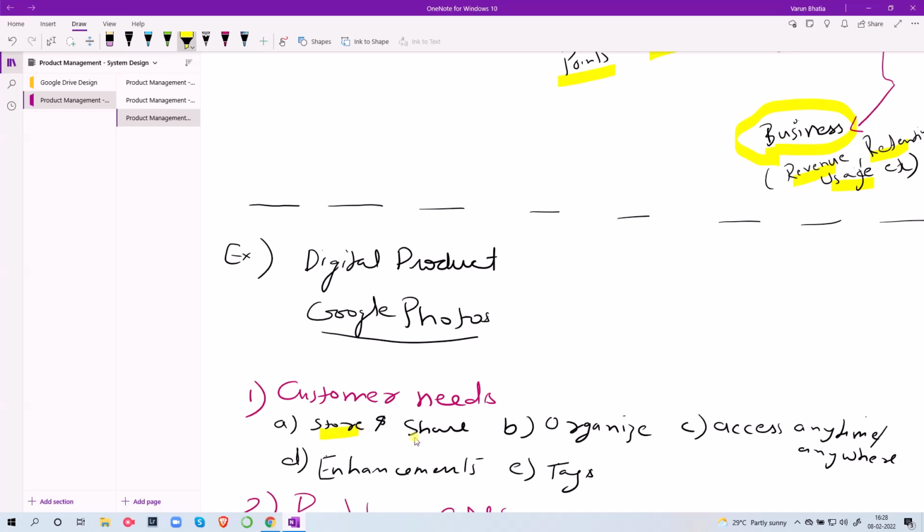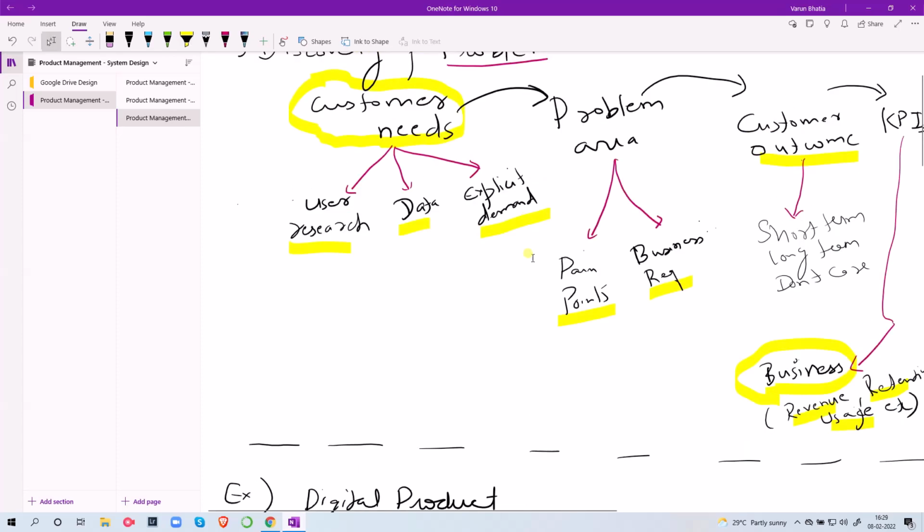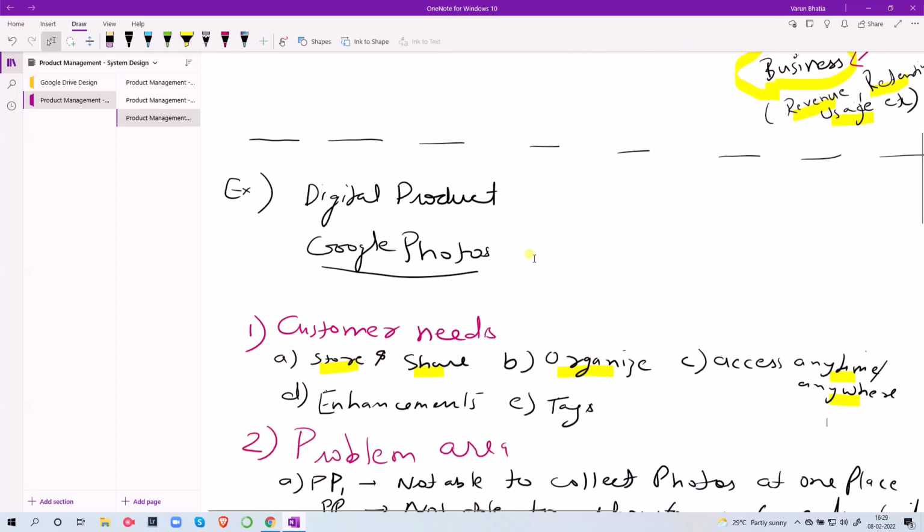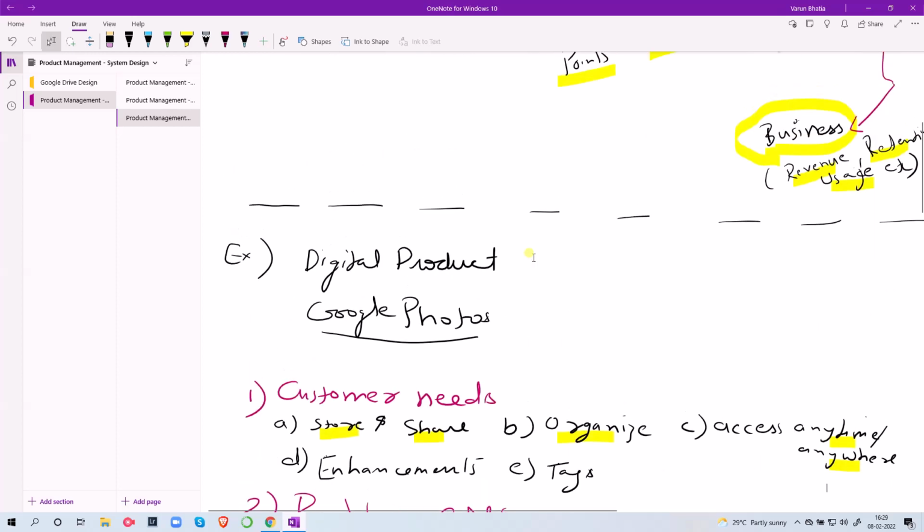You are basically trying to do storage and sharing of the various photographs that are there on your phone, right? Maybe you are also trying to organize it. Maybe you are trying to give it the functionality of accessing it anywhere, anytime, and maybe some secondary demands, or maybe data that is telling you that you could also use some sort of enhancements in the form of predefined filters, enhancements, and then some tags or hashtags, right?